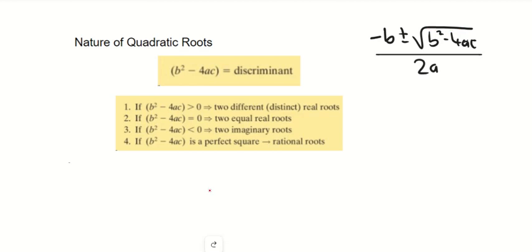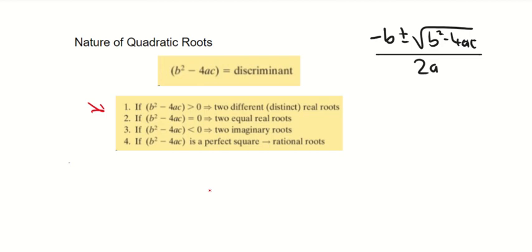So if we're looking at a quadratic equation, and I'm looking down at these here now, if b squared minus 4ac is greater than 0, it has two distinct roots. If it's equal to 0, it has two equal roots, and if it's less than 0, it has two imaginary roots. And then the last one is, if it's a perfect square, then there are rational roots. So we have to understand why each of them is.